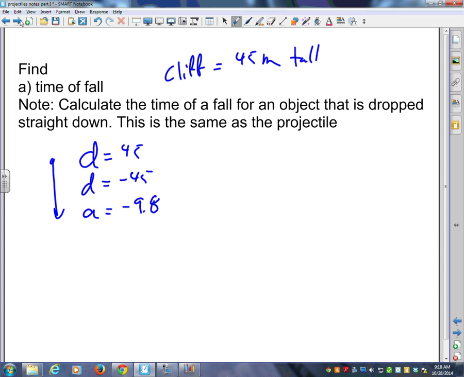Exactly, Dan. Except in the minus sense. In this case, it wouldn't matter. I could use 45, but then I would have to use 9.8. All you're really doing is designating down as positive, and as long as everything down is positive, it's going to be okay. Right?